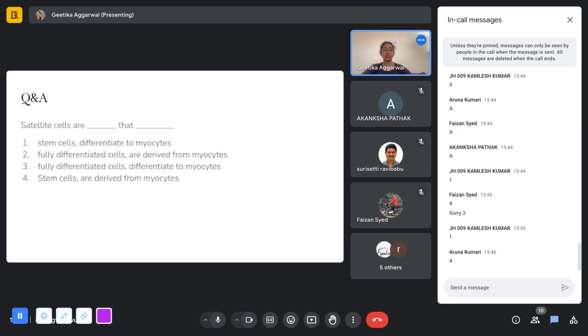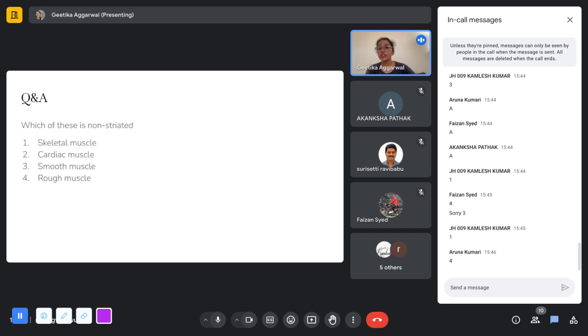Okay. So the correct answer to this is actually number 1 that Kamlesh said. As I mentioned, satellite cells are basically these stem cells that are present near or in the vicinity of these muscle fibers, and when required for repair, they then differentiate to form the myocytes. Okay, so keep that in mind. Satellite cells are actually the stem cells, and then later on, they differentiate to form myocytes when the muscle repair is required. Okay, moving on to the next question.